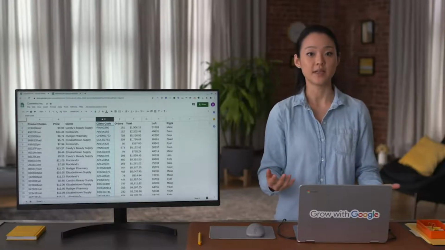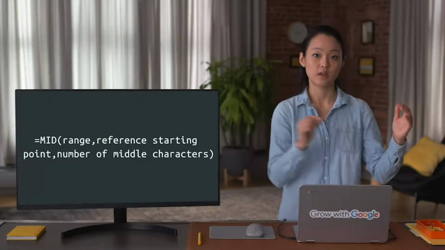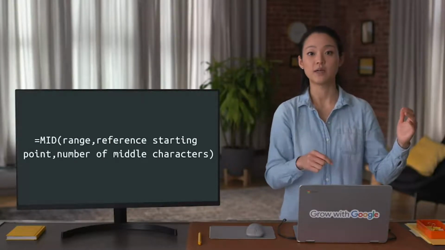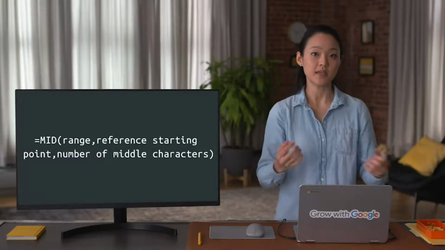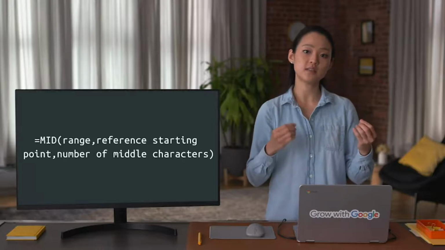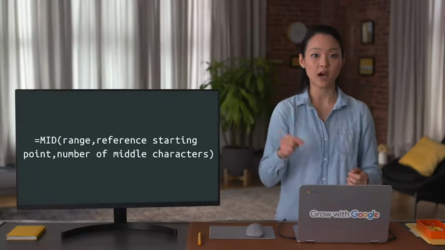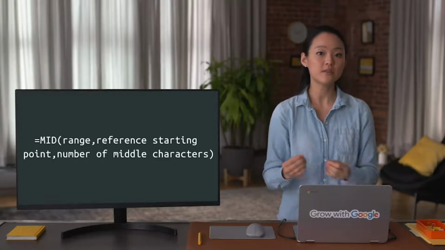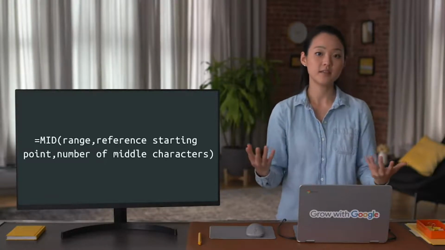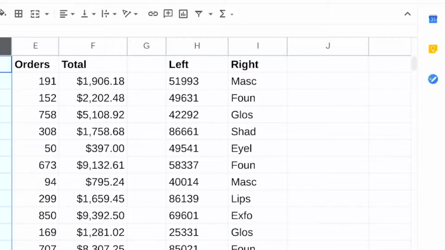The syntax for mid is equals mid, open parentheses, the range, then a comma. When using mid, you always need to supply a reference point. In other words, you need to set where the function should start. After that, place another comma and how many middle characters you want. In this case, our range is D2. Let's start the function in a new column.